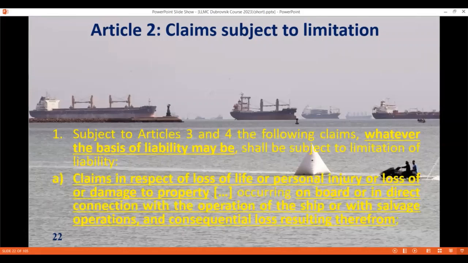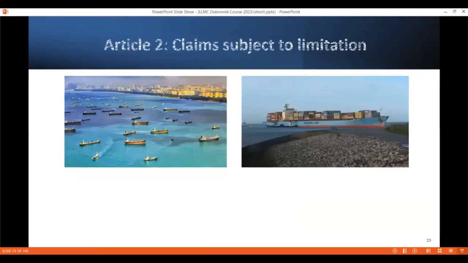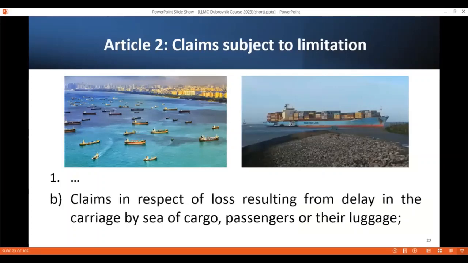First is loss of life or personal injury, or loss of or damage to property occurring on board or in direct connection with the operation of the ship. Second is claims resulting from delay in the carriage by sea of cargo, passengers, or their luggage.